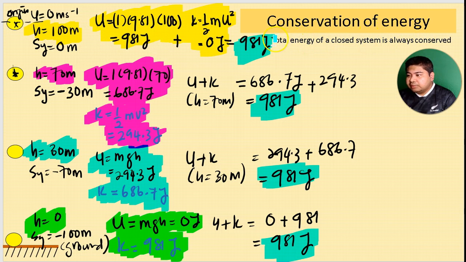So this is what it means: the total energy of a closed system is always conserved. Wherever you calculate the total energy of the system, at any point, you are going to end up with the same value, 981 joules. The values of U and K are going to be different, but the sum of U and K will always stay the same.